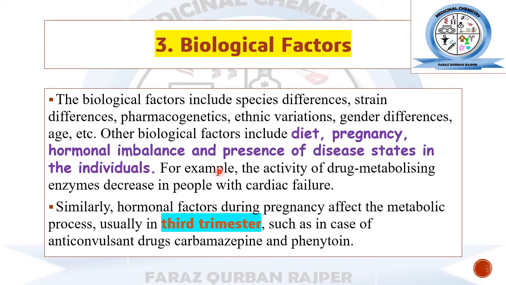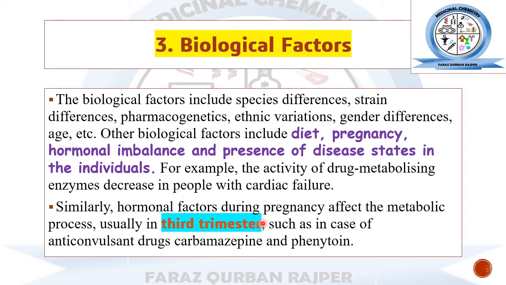Again, if someone is healthy, their metabolism rate will be higher in comparison to those who are suffering from certain diseases. For example, let's consider the liver patient. The liver patient, the kidney patient, or other chronic disease patients will have a problem in the metabolism rate of the drug because of the decrease in activity of the specific metabolic enzyme.